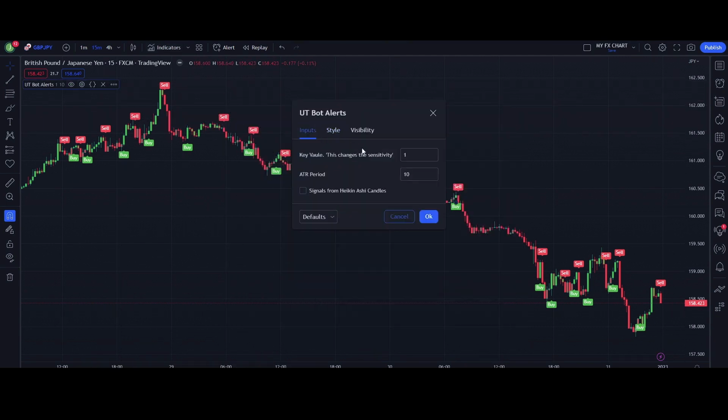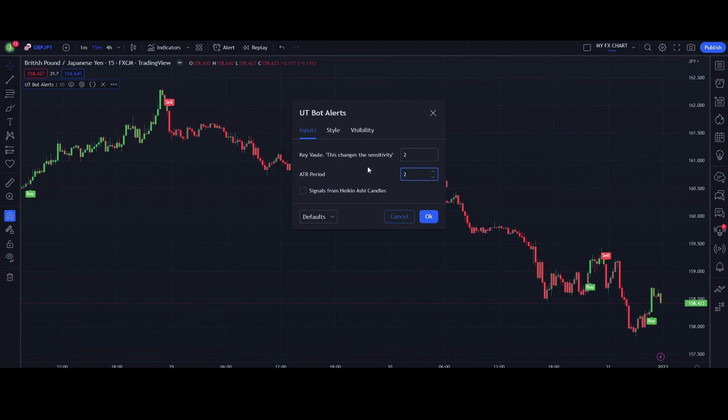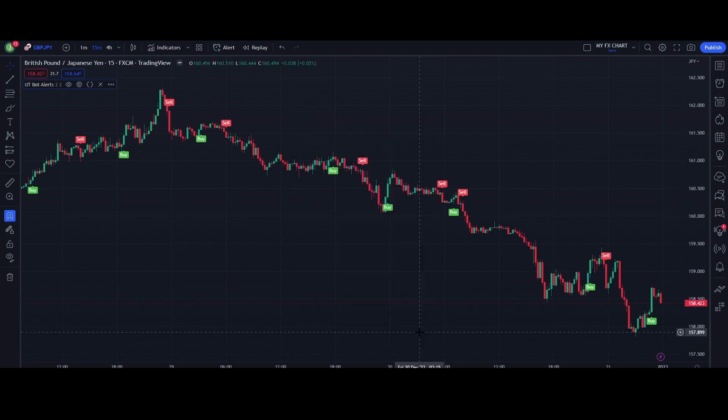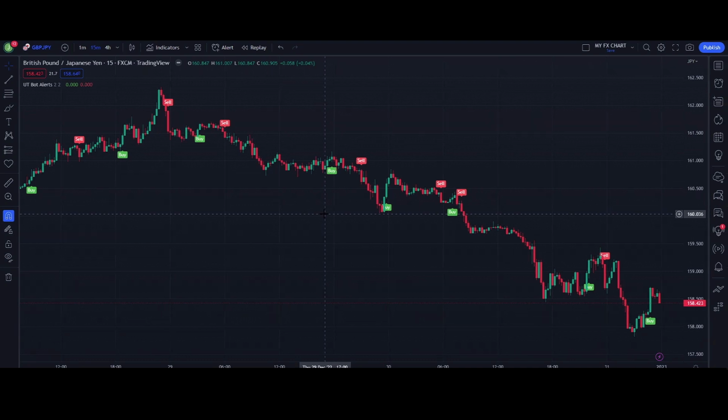In the Inputs tab, we're going to change the sensitivity to 2 and the ATR value to 2. Then, in the Style tab, we're going to uncheck the bar colors. This indicator is going to be our entry confirmation indicator. Whenever it prints a buy signal, we'll buy. Whenever it prints a sell signal, we'll sell.